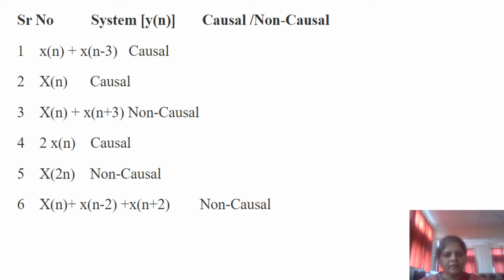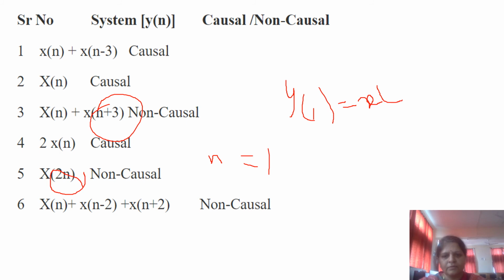We can see here, this is a present input, this is the past, so it's causal. Obviously this is causal. Here it requires a future input, so it's non-causal. This is causal. Here it is non-causal. Why? Because if n is equal to 1, y[1] will be equal to x[2]. See, it requires a future value. So this is non-causal. Now this is all a combination, that's why it is non-causal. This is the way you determine the system to be causal or non-causal.